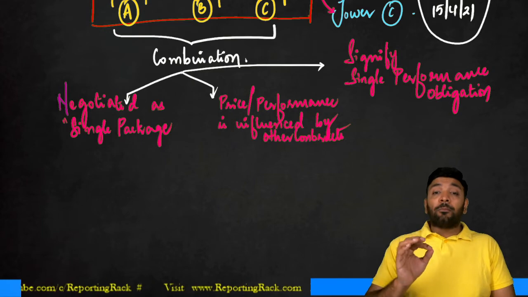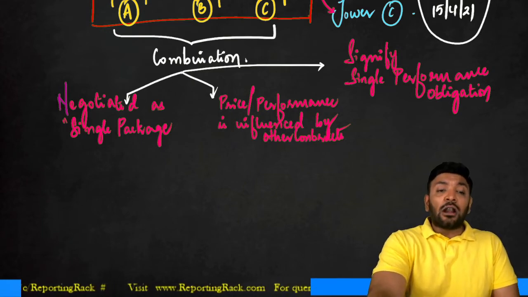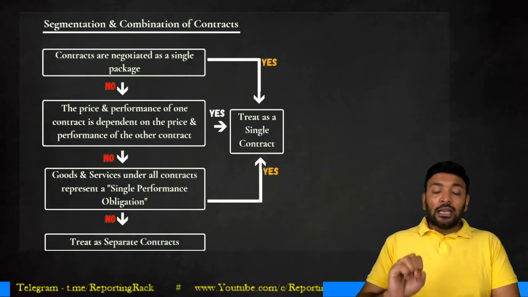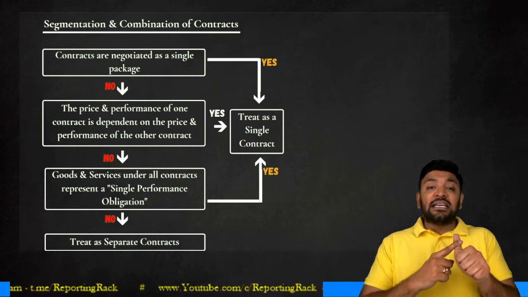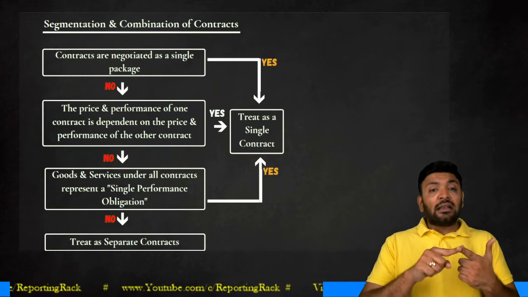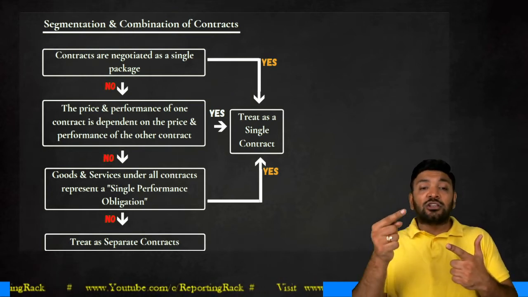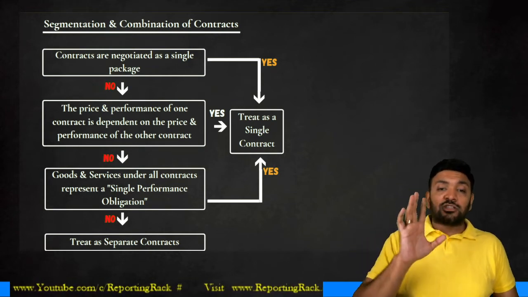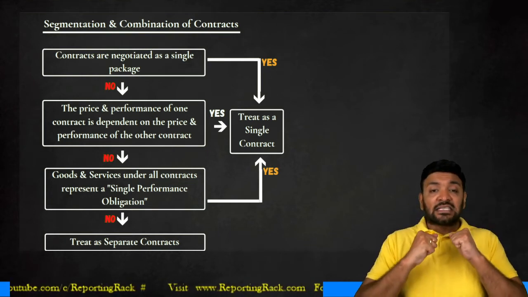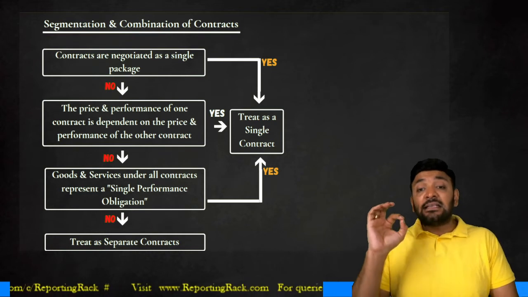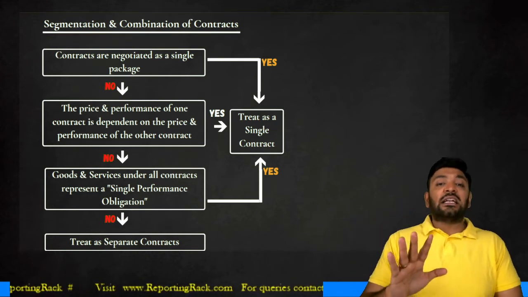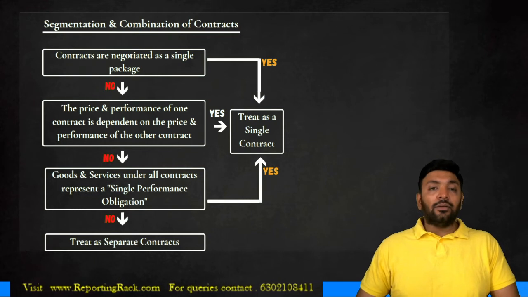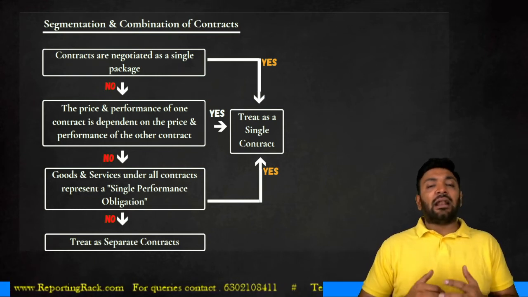So whenever I talk about combination of contracts, I'm saying that if contracts are entered into at the same time or near the same time, they can be combined only if, number one, they are negotiated as a single package. Price and performance of one contract is depending or influences the price and performance of other contracts. The goods and services under all these contracts represent a single performance obligation. If these three conditions together are satisfied, then you can say that they can be treated as a single contract. But if they are not satisfied, then you have to treat it as a separate contract. Clear? So this is a very simple understanding. I gave you an example and I told you.